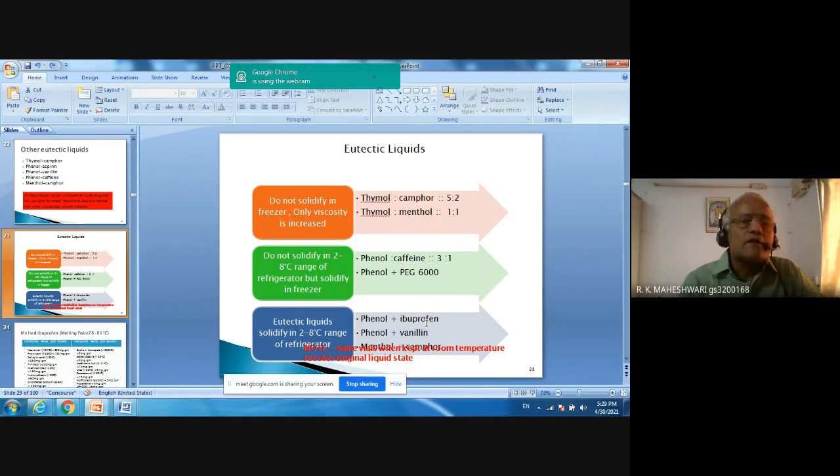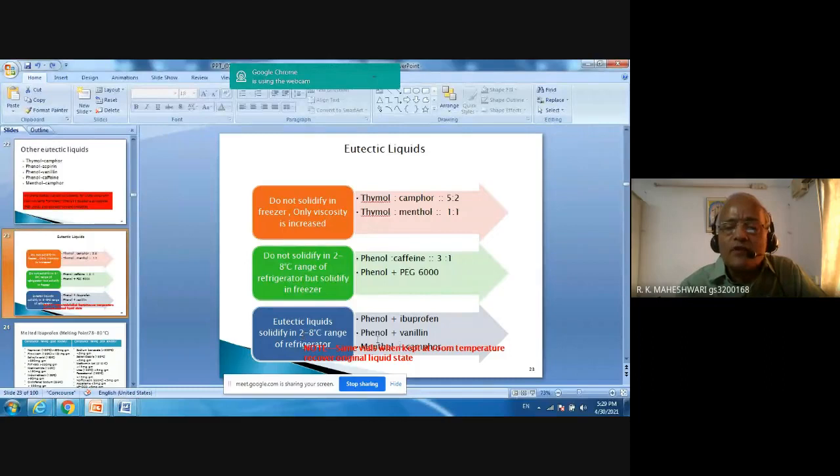Phenol and ibuprofen, the ratio I don't remember, but ibuprofen also makes a eutectic with phenol. Of course, we are not talking about formulation. We are just discussing how we can make various types of eutectics, so that other persons can take appropriate solids and prepare the eutectic liquid for their desired purpose. Now the phenol ibuprofen eutectic, when kept at 2 to 8 degrees centigrade, solidified. Means its melting point reduction was not up to 8 degrees centigrade, and that's why it solidified.